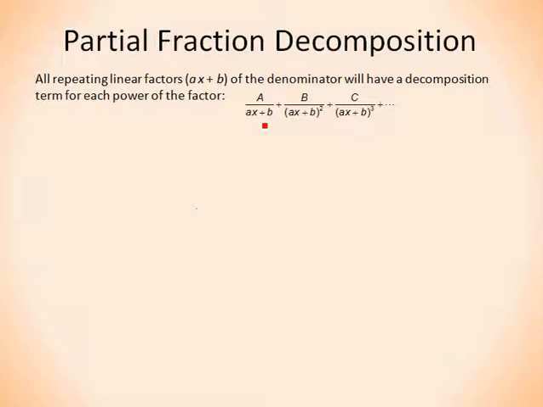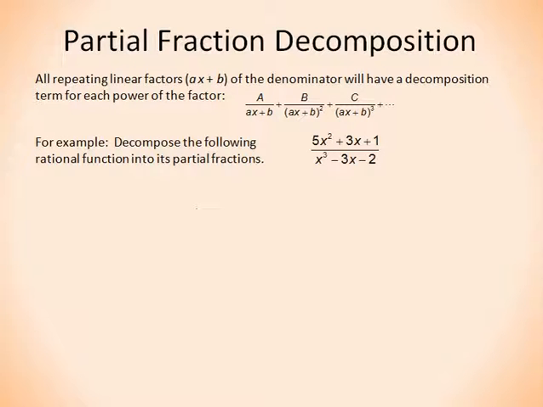In that case, I need to have a decomposition term of this form for each power of that repeating linear factor. So if, for example, that repeating linear factor has a power of 4 on it, I would need a single power, a power of 2, a power of 3, and a power of 4. Okay, so you'll see an example of that in just a minute here.